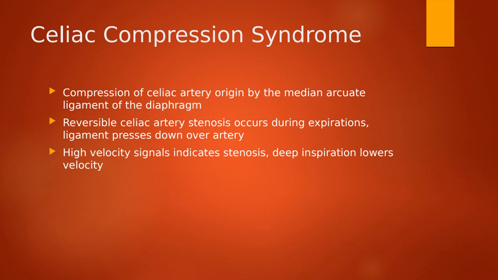It is reversible. We can go in and surgically adjust that ligament of the diaphragm so that it's not compressing on the celiac axis. But basically, we want to be evaluating for it to see if we can get a diagnosis. We're usually going to see high velocity waveforms that can indicate a stenosis in the celiac axis. And then when we have deep inspiration, it's really going to lower the velocity.